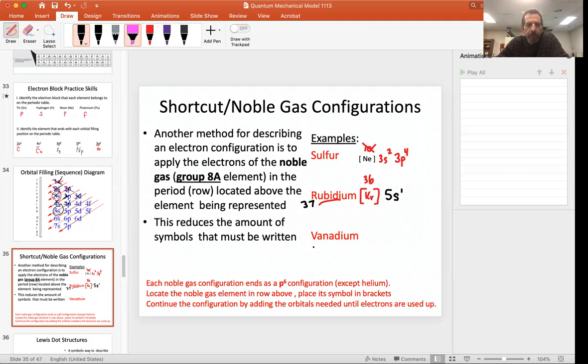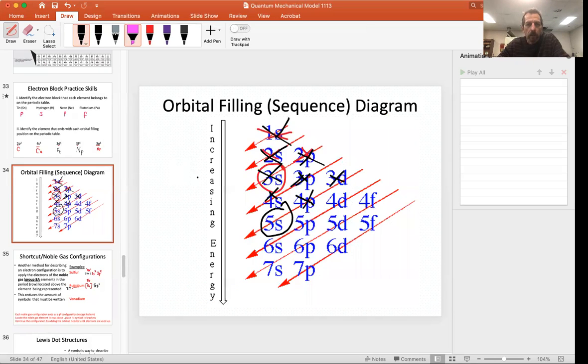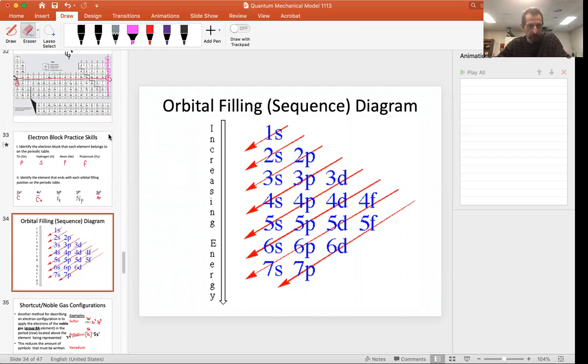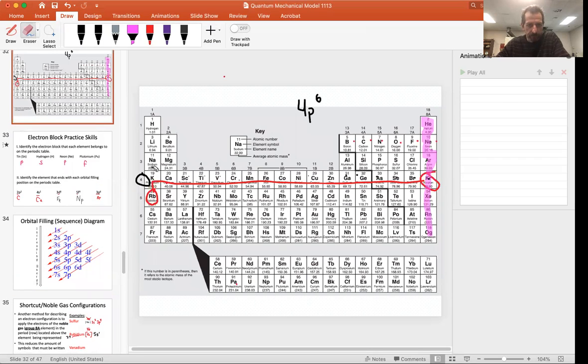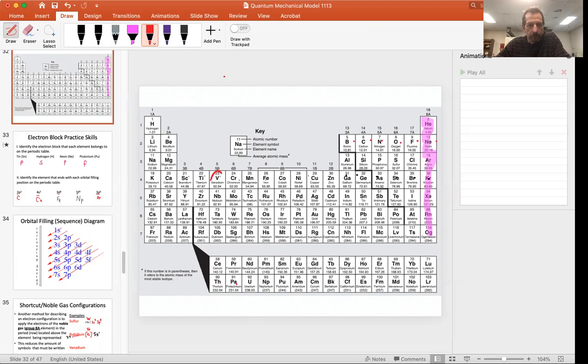All right, vanadium. Vanadium is an example where we're going to want to be careful because vanadium ends in what we would call the D block. So let's clean up our mess here a little bit. Okay, let's look at the periodic table. Let's find vanadium, clean up some of our mess. Okay, so vanadium, this element right here.